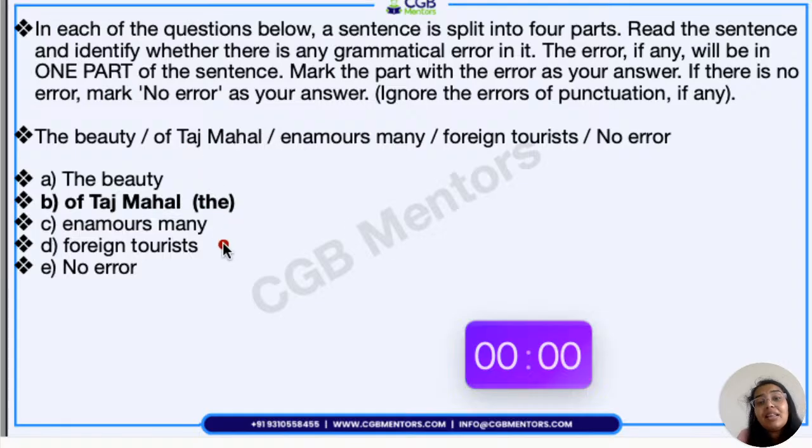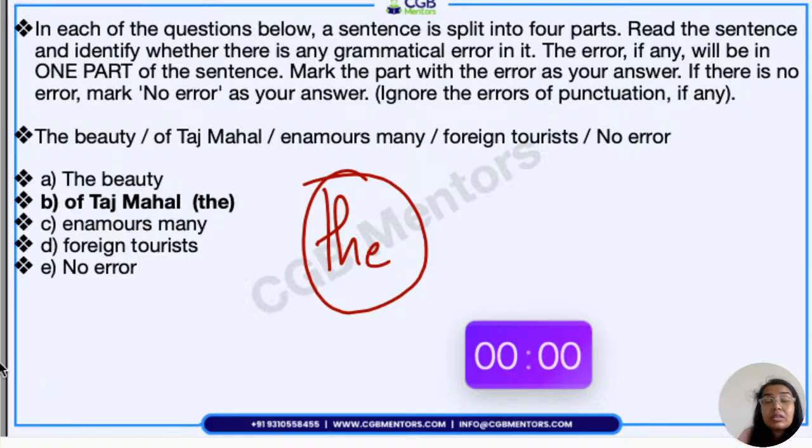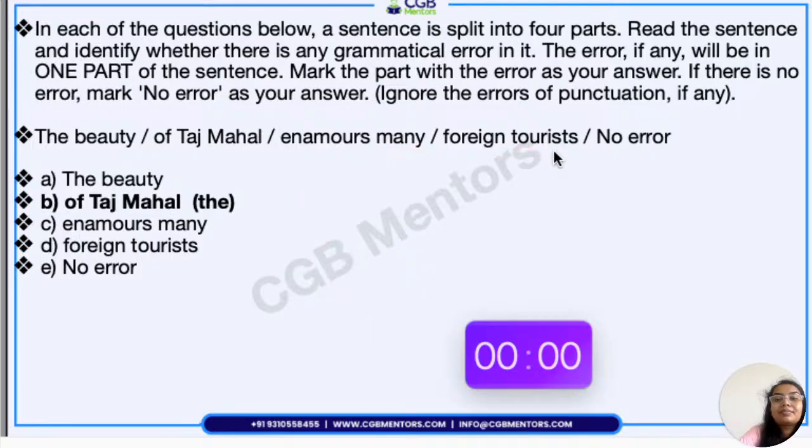The Taj Mahal. So easy. So whenever you are talking about historic monuments, especially those that are world popular, then you use the before the names of them. The beauty of the Taj Mahal, and more, the beauty and more is the verb. Many foreign tourists. Many है तो plural आया है. Many is there. So for many we have to use a plural. That's absolutely correct.